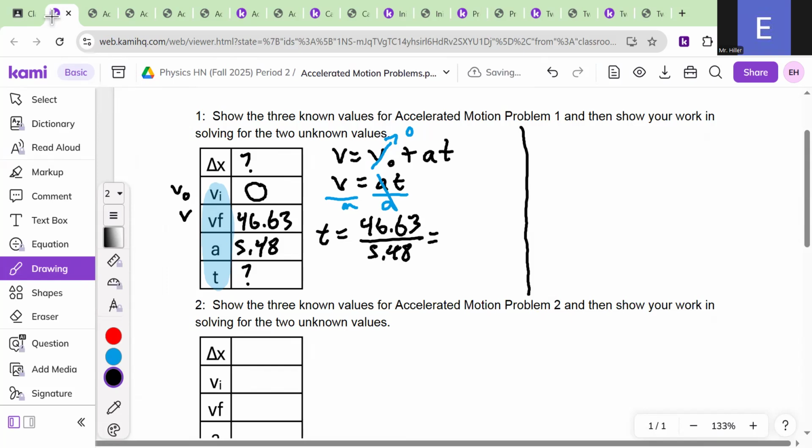Go ahead and take a minute to put that in your calculator for your work and see what you got for your time. I got 8.51 seconds. Now for displacement, you can choose either equation 9, 10, or 11. I like equation number 11 a lot because it's very simple to work with.